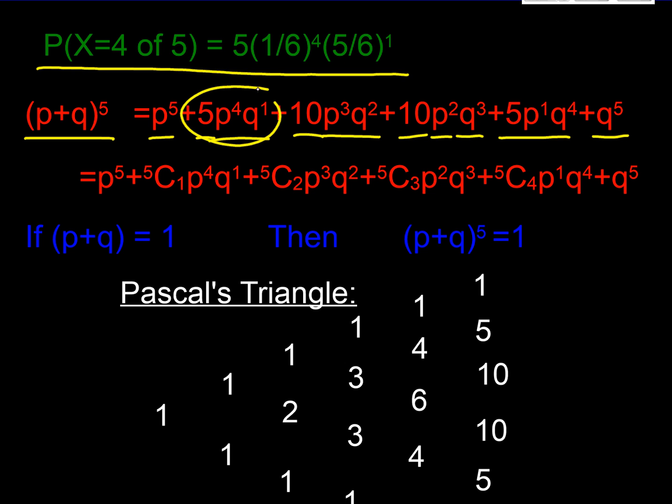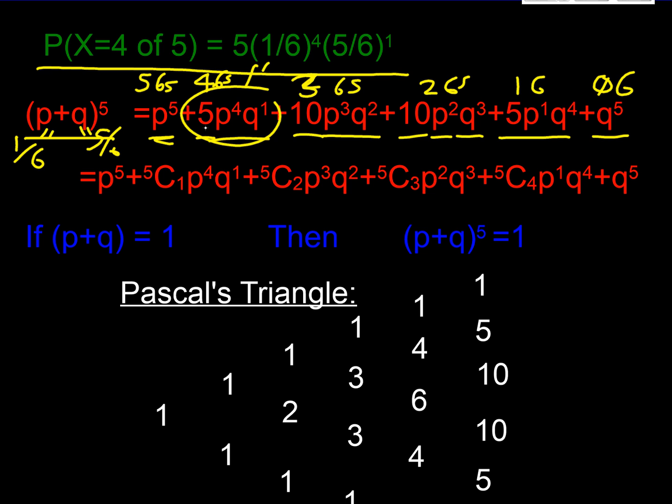Here we can see this is our probability we've just worked out. If we make p equal to 1/6, and we make q equal to 5/6, that's the probability of getting 4 sixes, isn't it? And this term here, that's the probability of getting 5 sixes. This term here is 3 sixes. Next one's 2 sixes, 1 six, and no sixes.